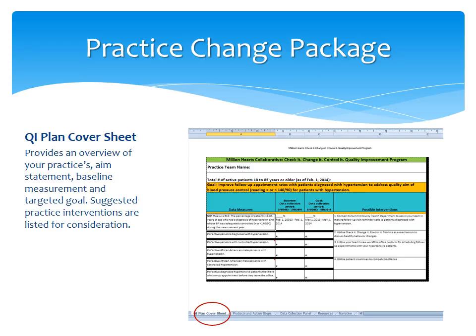And then also we were directing the practices to utilize the Check It, Change It, Control It toolkit that was developed by the Ohio Department of Health and the Ohio Academy of Family Physicians, where they identified healthy behavior changes. And then also we suggested that they follow their team's new workflow office protocol for scheduling follow-up appointments, and also to utilize patient incentives to compel compliance. So that was the first tab within this change package.